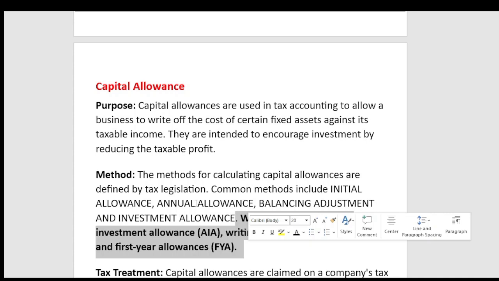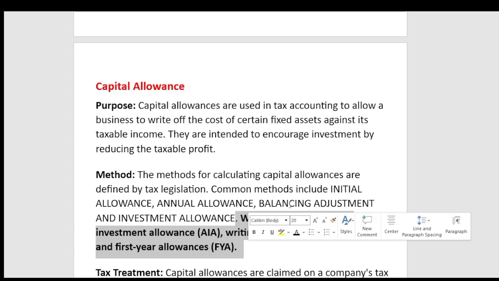Annual allowance occurs every year in the life of the asset, while balancing adjustment is where you have balancing charge and balancing allowance. Now, let me just explain this. When you dispose of your asset and you make a profit from that asset, you hear what is called balancing charge. The profit will be charged. But when you make a loss, balancing allowance, you will be allowed.